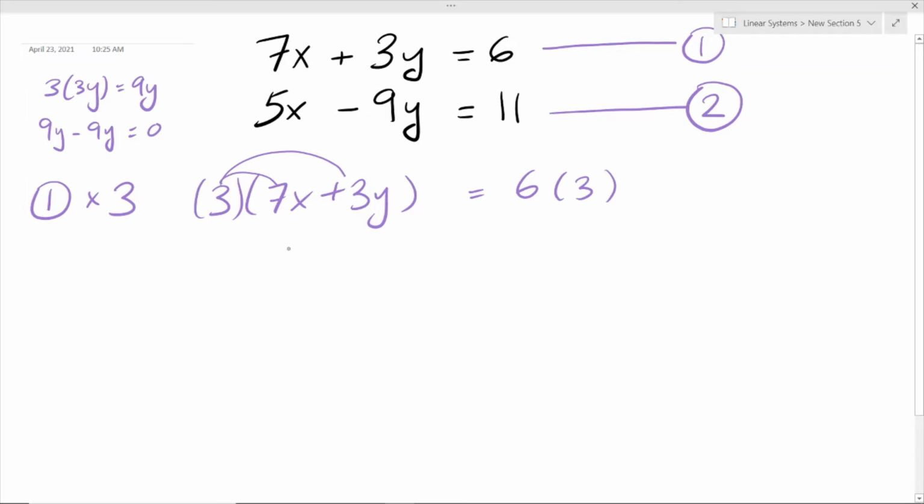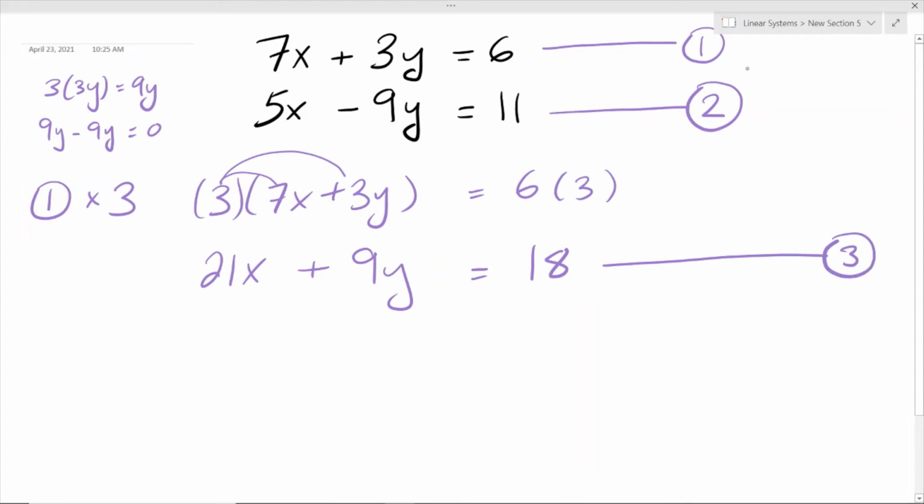So 3 times 7x is going to give us 21x. 3 times 3y is going to give us 9y. And then 6 times 3 is going to give us 18. And here we have our next equation. And here we can name this as equation 3. So we changed equation 1 into equation 3.